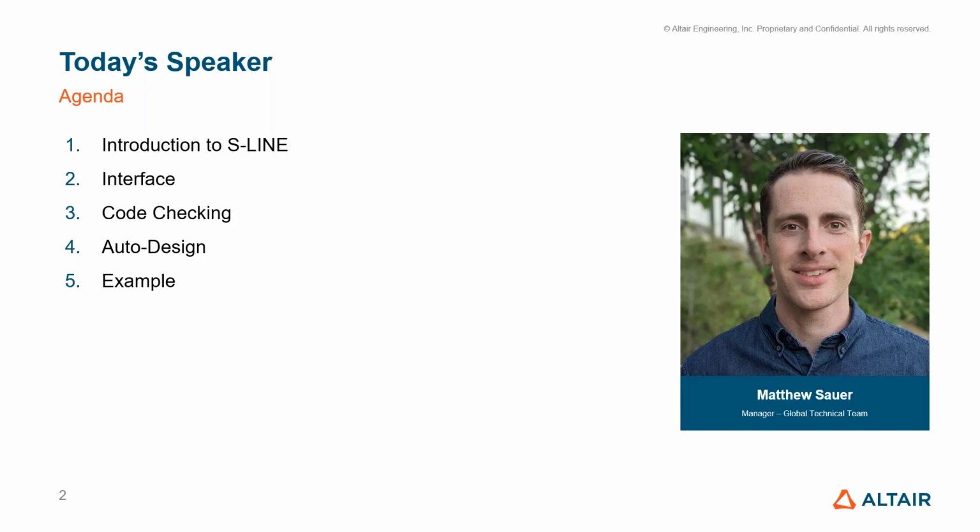Now, today we're going to be talking about S-line, which is really now in Altair licensing a part of S-concrete. So you'll start to notice me using those words interchangeably, S-line and S-concrete. We're going to look at the interface of the software, the code checking capabilities, as well as the auto design capabilities. And then we're going to go through an example that's using the ACI 318-19 design code.